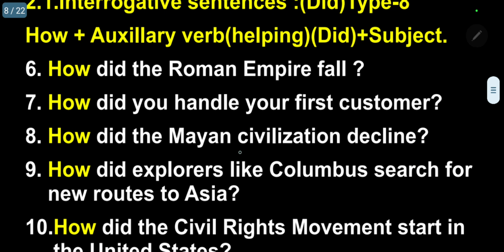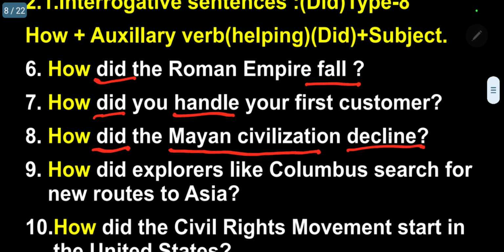5 more sentences under did. How did the Roman Empire fall? Fall, main verb, did auxiliary. How did you handle your first customer? Handle, main verb, did auxiliary. How did the Mayan civilization decline? Decline, main verb, did auxiliary.